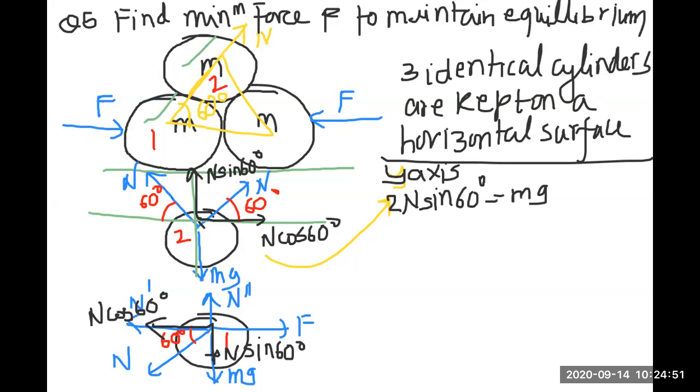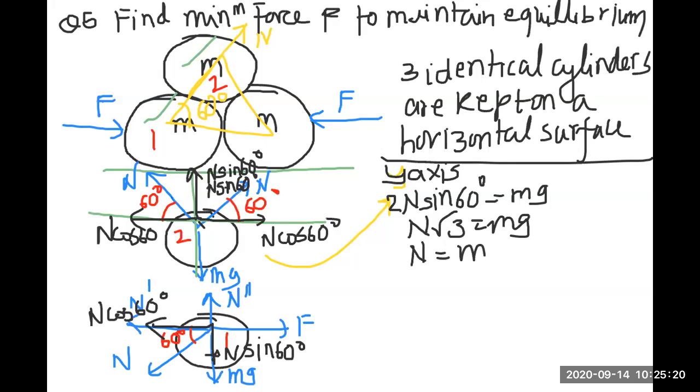2n sin 60 is equal to mg, क्योंकि ये वाले n का भी यहाँ पे n cos 60 है और यहाँ पे n sin 60 है. So this gives me n root 3 is equal to mg. So n is equal to mg over root 3.